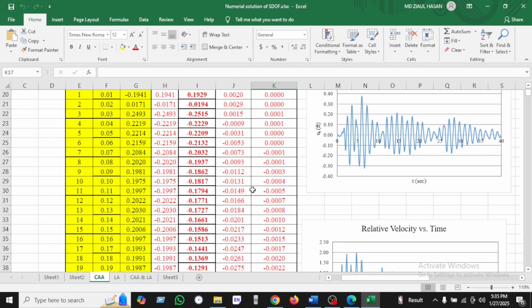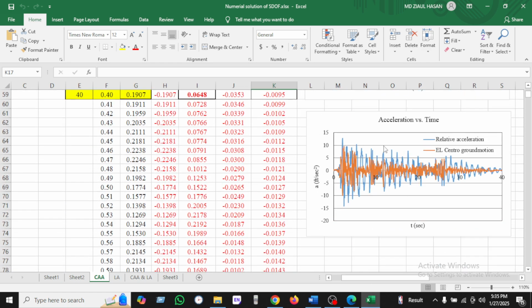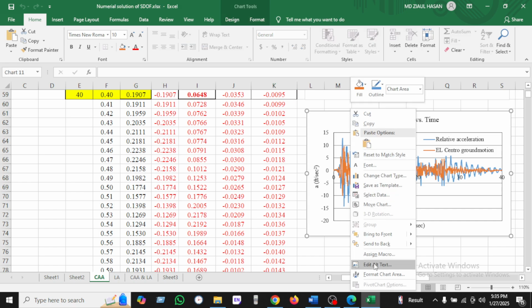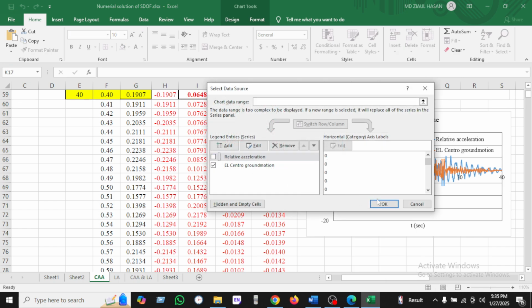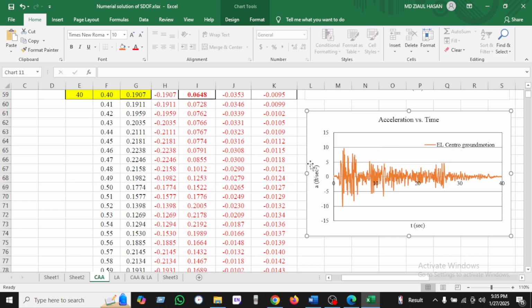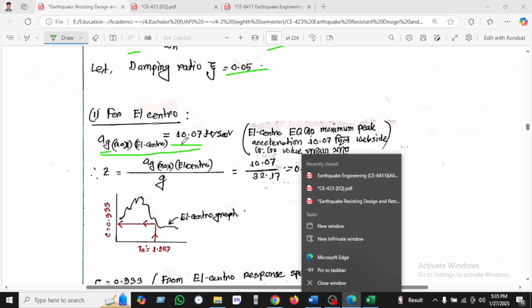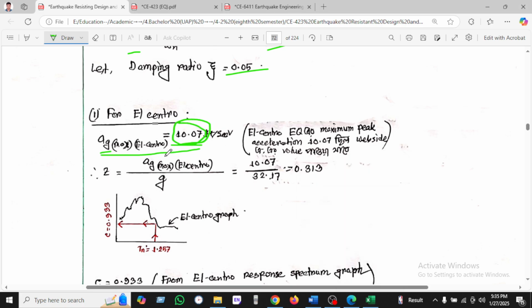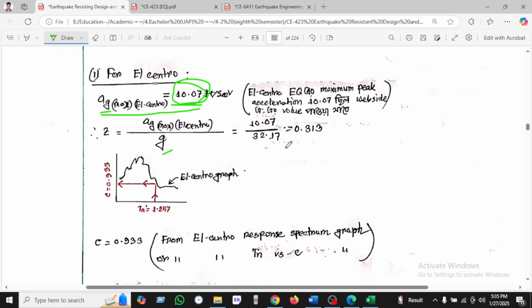I'm opening this, the El Centro ground motion. If I turn this off here, then we can see the El Centro bar. The maximum value found is almost 10, and here it is taken as 10.07. So 10.07 is taken from the El Centro ground motion, and divided by g, we found 0.313.